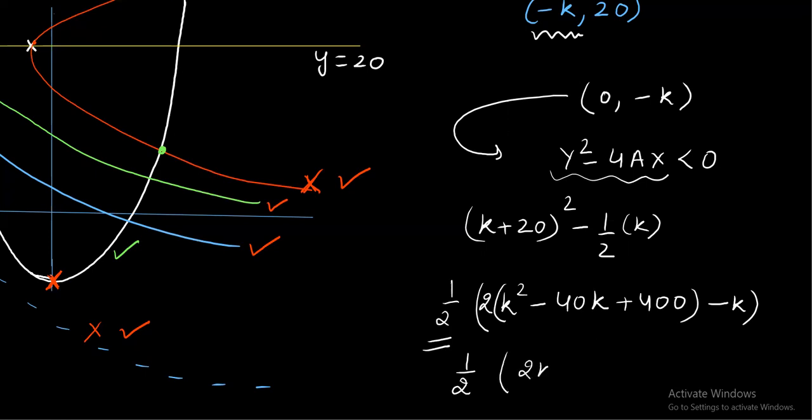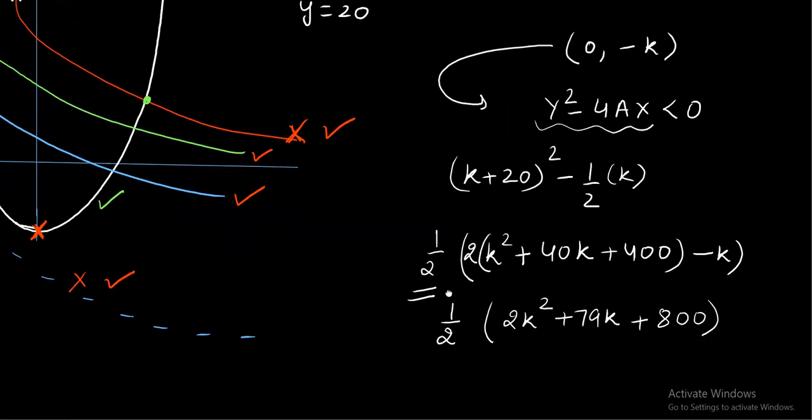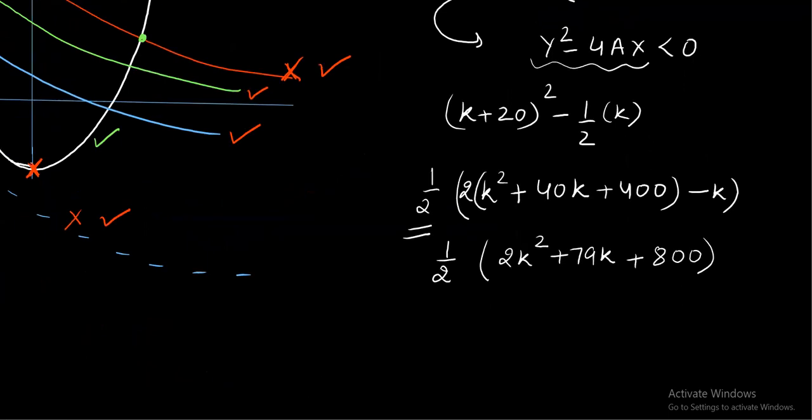So I'm actually getting it as 2k square, this is plus 40k, so 80 minus 1 yani plus 79k, and plus how much we are getting, plus 800. Look at this quadratic, and yes, for quadratic we can easily find out whether it is always positive, always negative, or will it have positive, negative both values. So I'm interested in finding the sign of this expression. To get the sign of this expression, I calculated discriminant d.